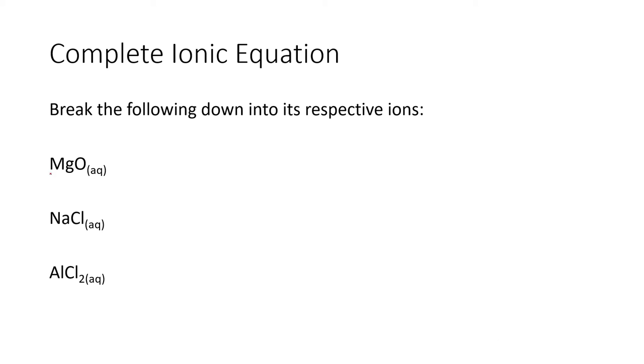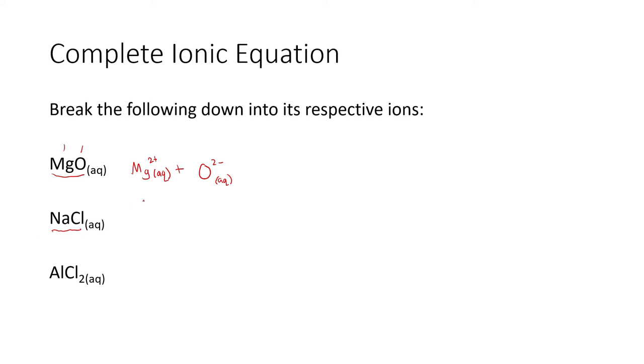Okay, so this first one should be pretty simple. We've got magnesium oxide, the Mg is the metal, the oxygen is the non-metal. So we get Mg2+, aqueous still, plus O2-, which is aqueous. Now, this is actually a very difficult compound to dissolve in water as far as ionic compounds go, just because that oxygen will readily react with the other oxygens to form oxygen gas, but we're not going to worry about that too much right now.